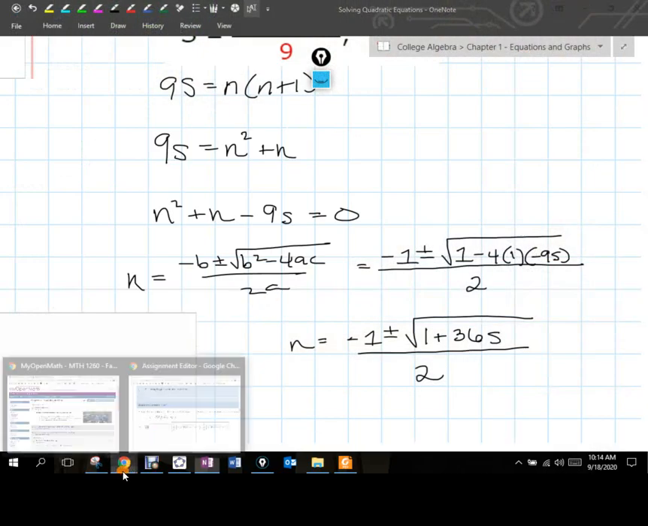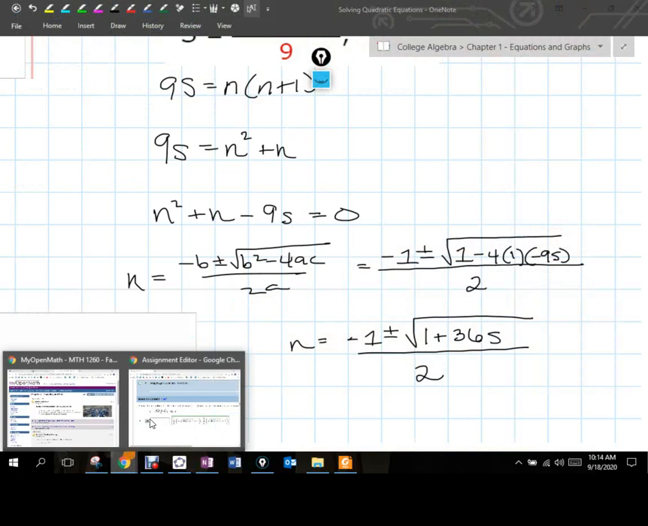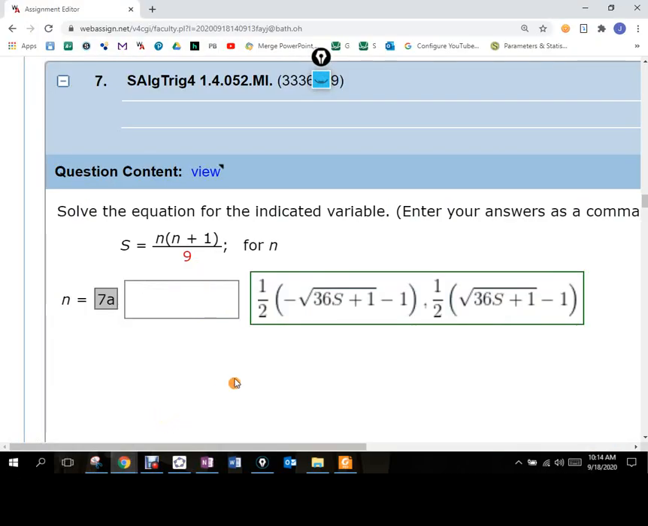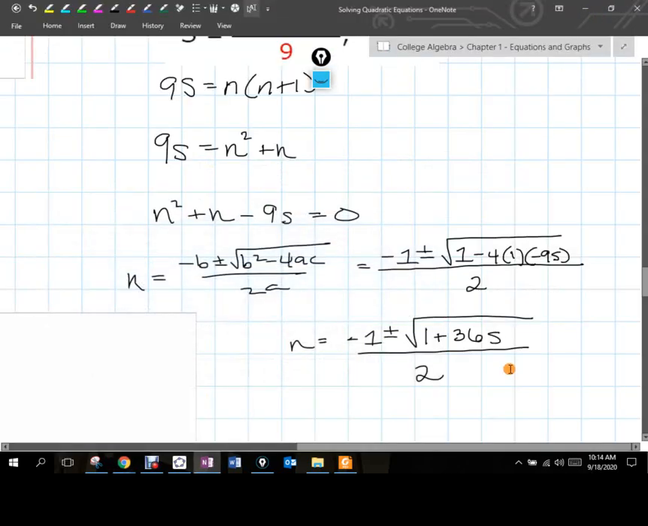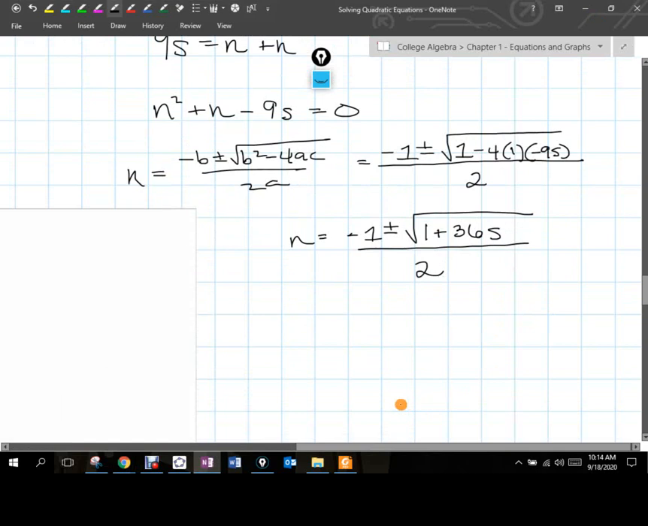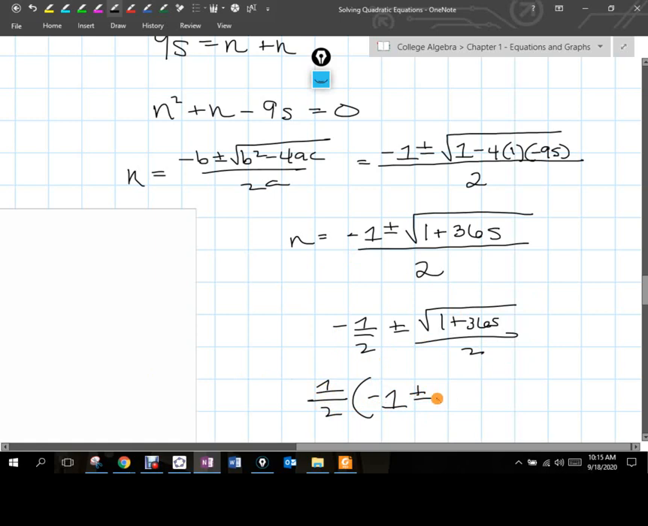But look at my feedback if I'm wrong. My feedback doesn't look like anything correct when I'm wrong. Does that make sense? So let's talk about how we can generate those. It's just because there's a different form. When I write it this way, I get negative 1/2 plus or minus the square root of 1 plus 36s, all over 2. All they're doing is factoring out the 1/2, and they leave negative 1 plus or minus the square root of 1 plus 36s.